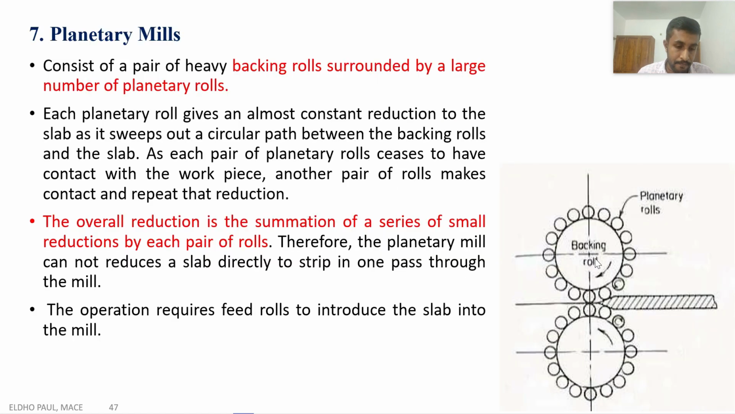And the last one is the planetary mill. In case of planetary mill, we have a center backup roller. On the periphery of the backup roller, we have small diameter working rollers. It is like a planetary system. So when it rotates, each planetary roller exerts a force on the workpiece. This also reduces the force requirement for the roller. Here we are using very small diameter rollers, which will reduce the force requirement. So the overall reduction is the summation of the series of small reductions by each pair of rollers. This is called a planetary roller mill.